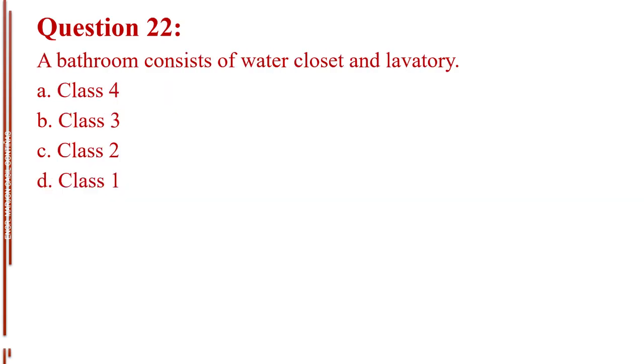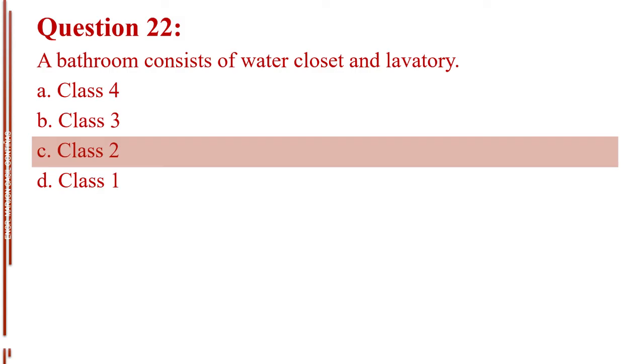Question number 22. A bathroom consists of water closet and lavatory. Letter A, Class 4. Letter B, Class 3. Letter C, Class 2. Letter D, Class 1. The answer is letter C, Class 2.